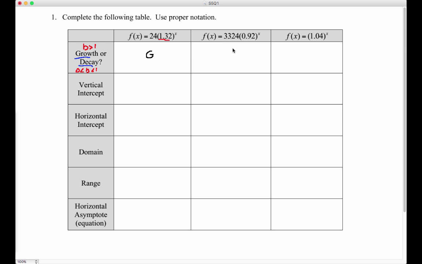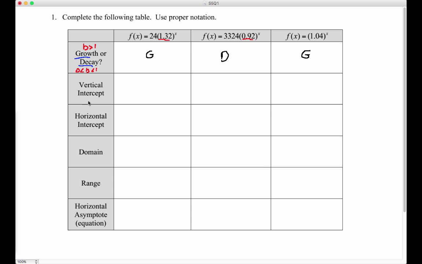Taking a look at the second f of x, the base, this value 0.92, is less than 1, and since that is less than 1, that's going to be a decay function. And last but not least, the third one is larger than 1, not by much, but nonetheless it is larger than 1, so indeed that is also a growth function.